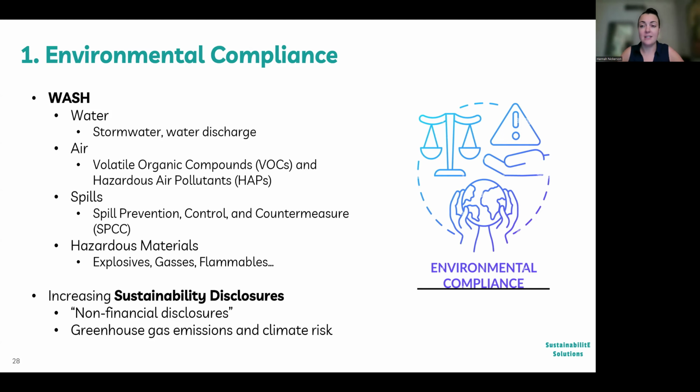Greenhouse gas footprint is not widely reported on right now as part of an air permitting situation, although that is changing, and I'll get to that in the very last bullet. Then we have spills, whether it be oil or other hazardous material, you need to have spill prevention, control, and countermeasures in place. And then we also have hazardous materials. So you'll see those triangle-shaped symbols for explosive gases, flammables, corrosives, etc. And we want to make sure that those are regulated and tracked within businesses.